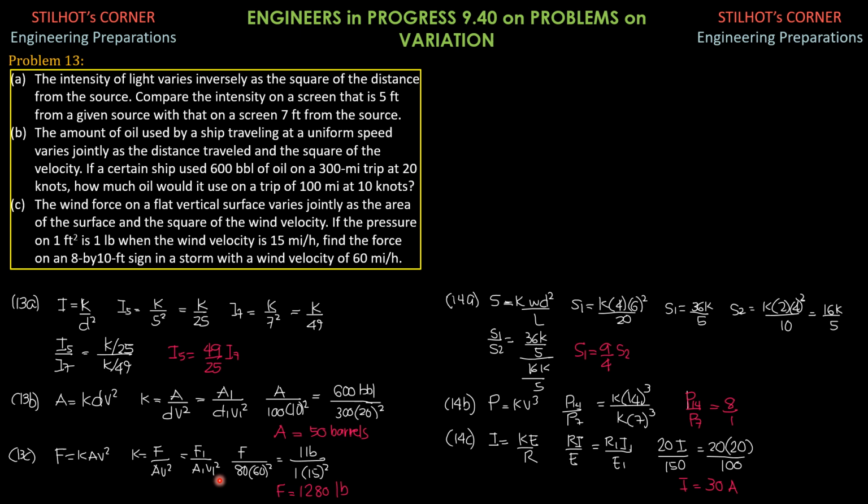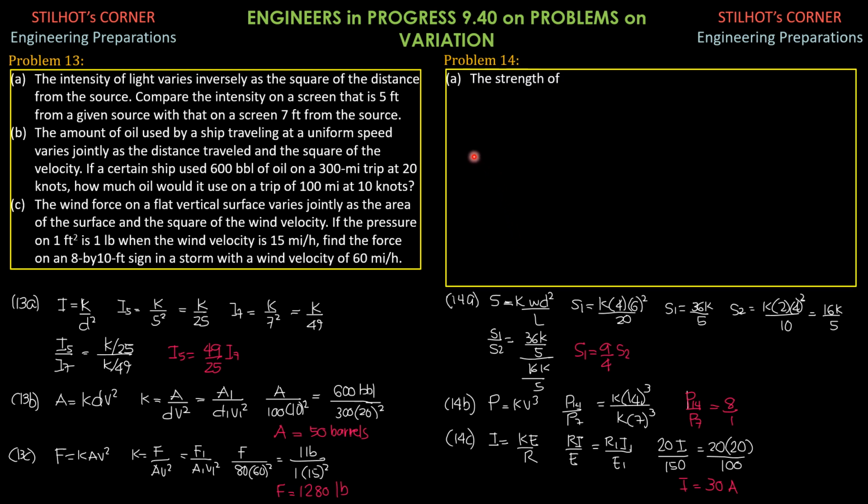So the question is the force on an 8 by 10 feet sign. That means the area is 8 times 10, so 80. Then the wind velocity is 60 squared in the final situation. Initially, we have a force of 1 pound on 1 square foot of area, so 1 pound over 1 square foot. Then the wind speed is 15 miles per hour, so 15 squared. Solving for F is 80 times 60 squared over 15 squared, and that is 1,280 pounds.